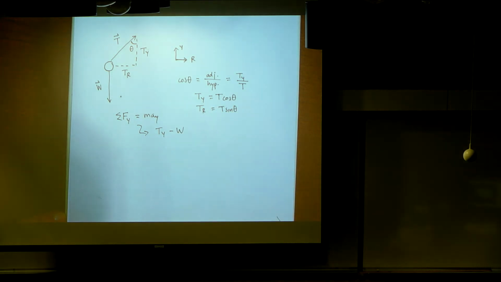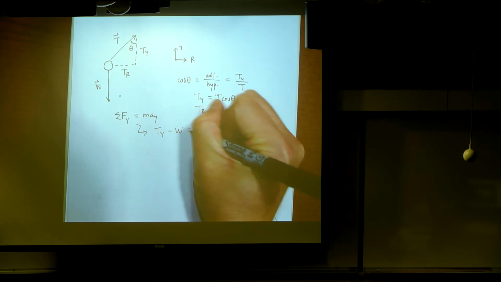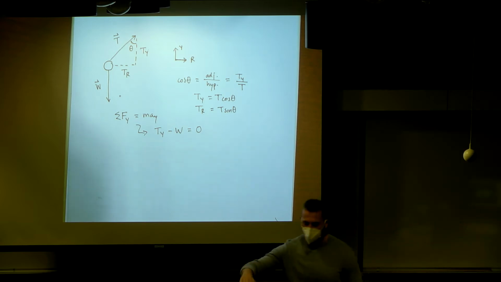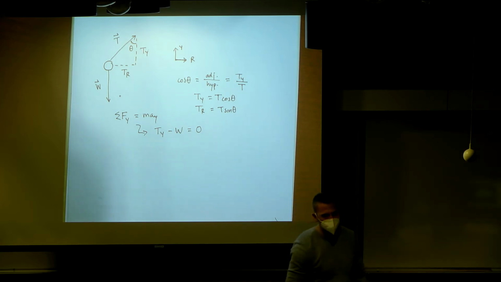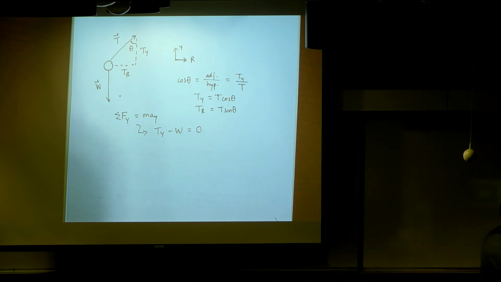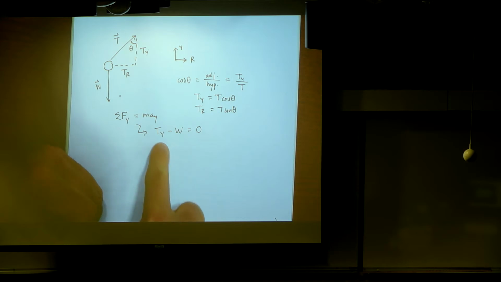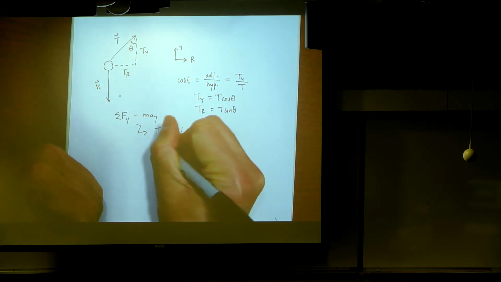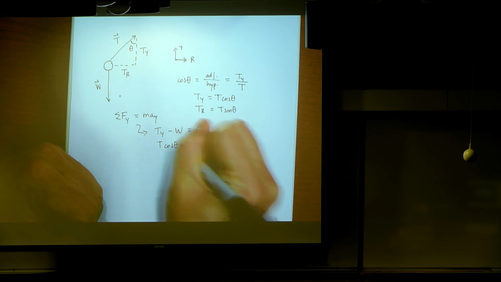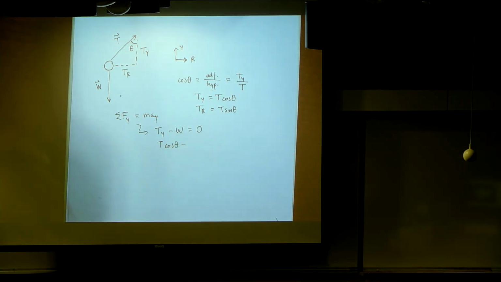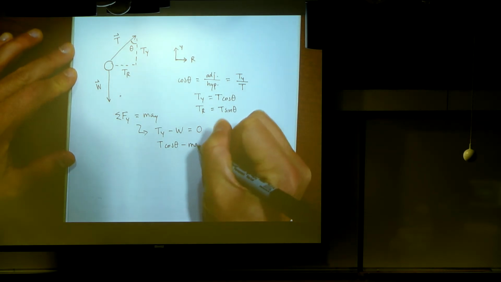And what does that equal? 0. So there's acceleration in the radial direction, but there's no acceleration up and down, right? It just stays at a fixed height. There's no acceleration in the vertical direction, okay? So what we can do here is plug in everything we know. Ty, that's the tension force times cosine of the angle theta. And then W, what's that again? mg. That's just mg. And that equals 0.